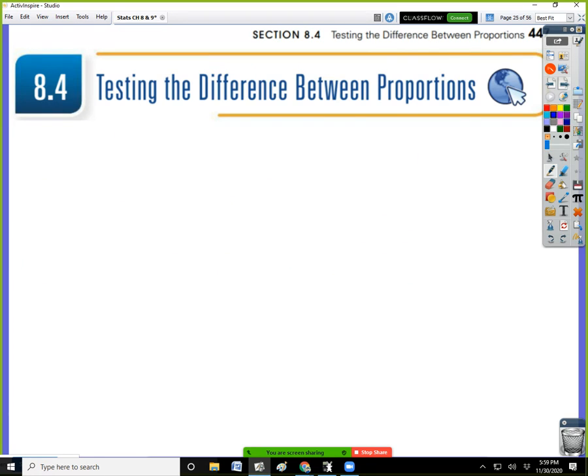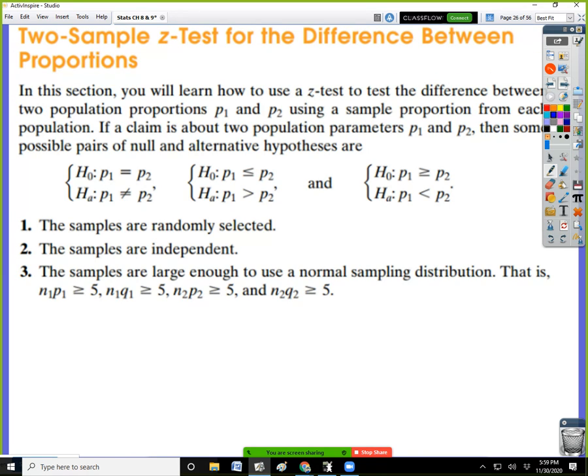Okay. So testing the difference between proportions. Okay, so this is all that little p hat stuff. Proportions. All right, so let's see. 2 sample z-test for the difference between proportions. In this section you'll learn how to use a z-test to test the difference between 2 population proportions.